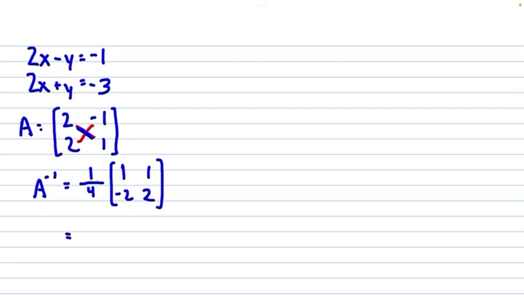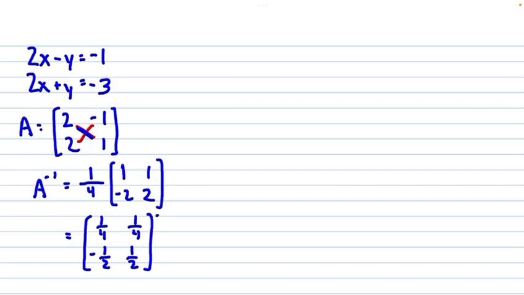Okay, so to finish this problem up, remember we have to say 1/4 times 1 is 1/4. 1/4 times 1 is 1/4. 1/4 times negative 2 is negative 2/4, which reduces to negative 1/2. And 1/4 times 2 is 2/4, which is 1/2. And that was just scalar multiplication, multiplying the scalar 1/4 by our matrix. So now we have the inverse of our matrix.